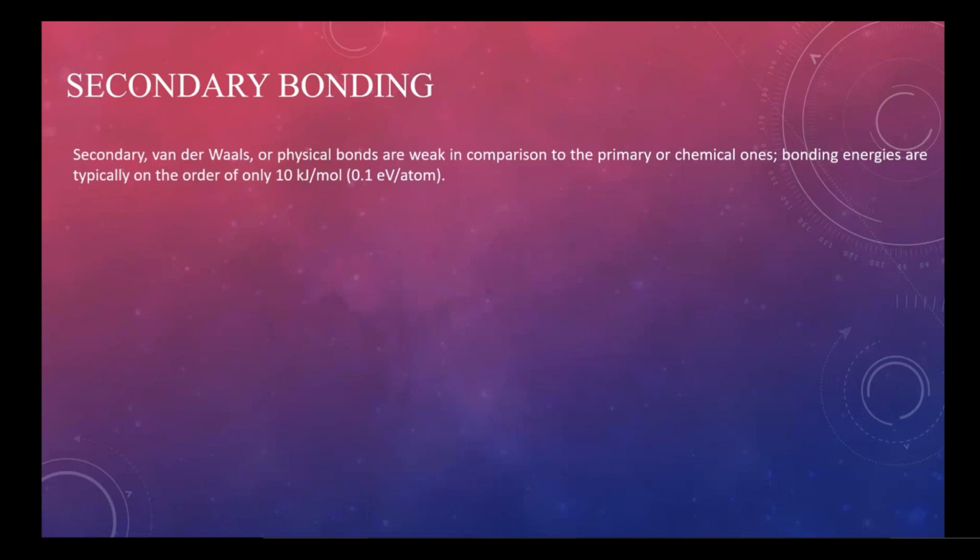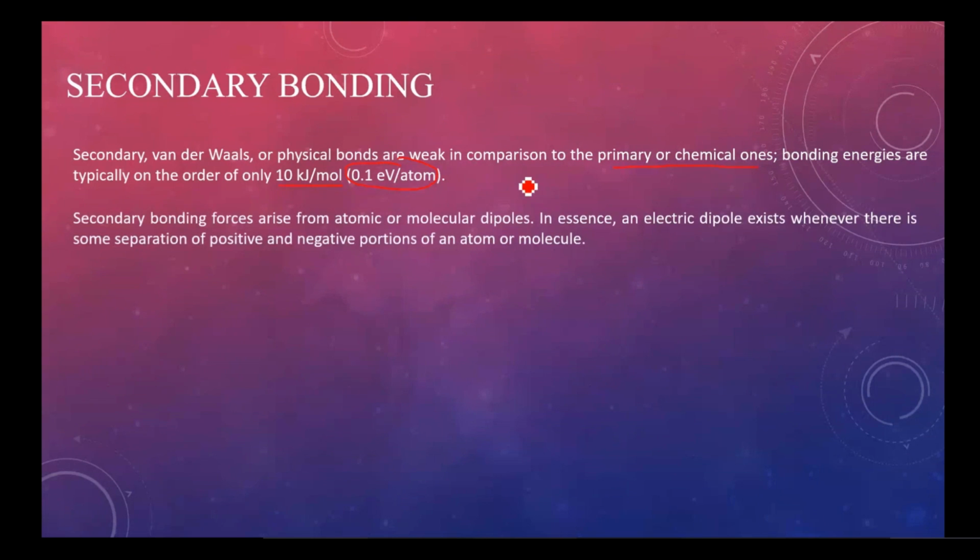If it is clear, let's move on to the secondary bonding, which is known as van der Waals force bonding. Secondary van der Waals or physical bonds are weak in comparison to the primary chemical ones. Bonding energies typically range from 10 kilojoules per mole, or 0.1 electron volt per atom. This is a very weak sort of bonding. Bonding forces arise from atomic or molecular dipoles. In essence, an electric dipole exists whenever there is separation of positive and negative charged portions of atoms or molecules. This is known to you.